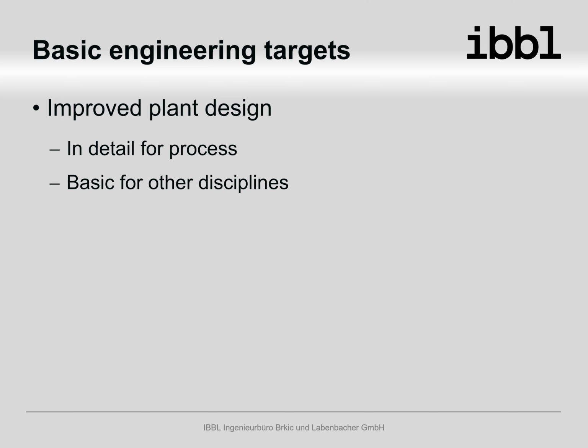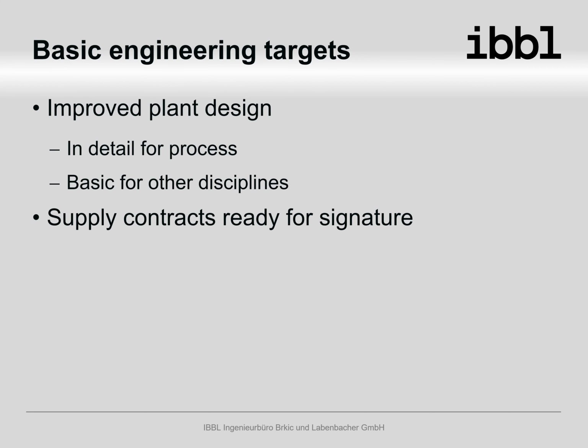The first target is detailed development of the plant concept from the process point of view. For the other engineering disciplines, the design is also developed further, but the design for the execution is done only in the detailed engineering phase. The second target is to have supply contracts for machinery and services ready for signature. The project schedule is elaborated in much more detail.